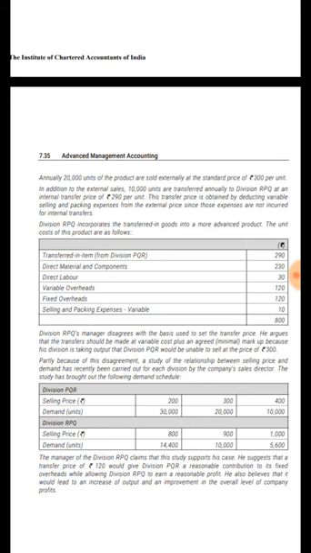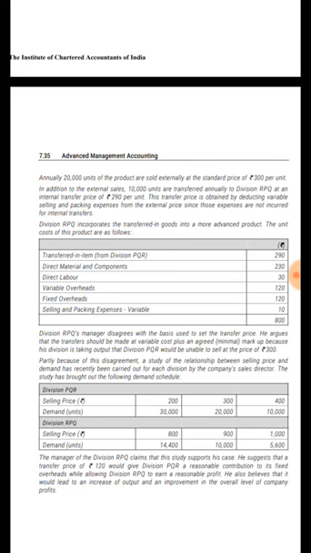Division RPQ incorporates the transferred in goods into a more advanced product. The unit costs of this product are as follows. First is the transfer price from division PQR, rupees 290. Then direct material and components, rupees 230. Direct labor, rupees 30. Variable overhead, rupees 120. Fixed overhead, rupees 120. Then selling and packaging expenses, which are variable, rupees 10, and overall it comes to rupees 800.